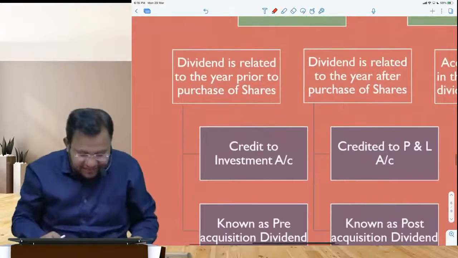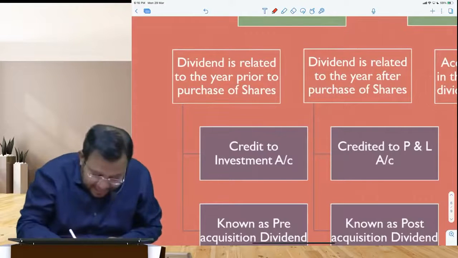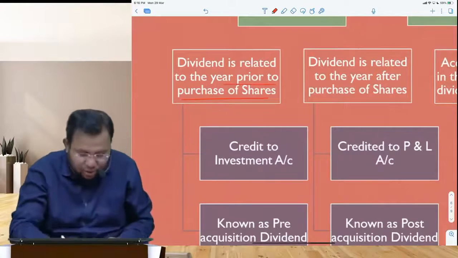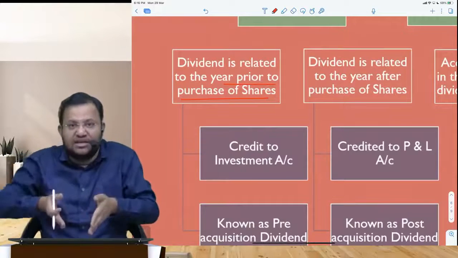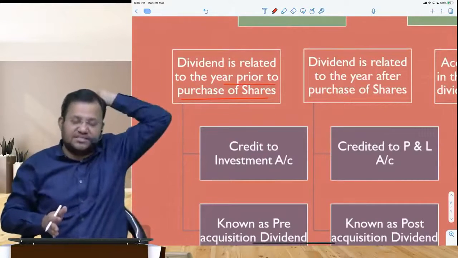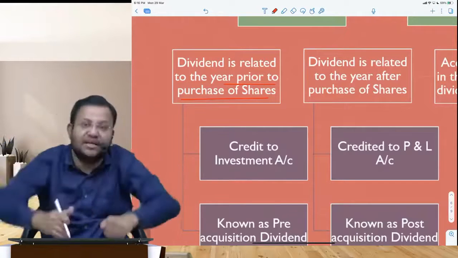So dividend, if it is related to the year prior to the purchase of shares, you have to identify which year the dividend relates to. I received dividend in the current year, but it is for the previous year, and I purchased the shares in the current year.